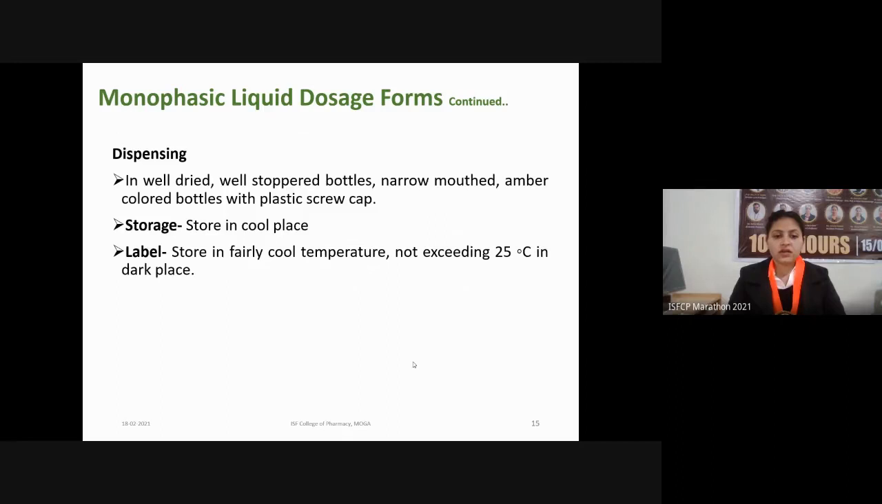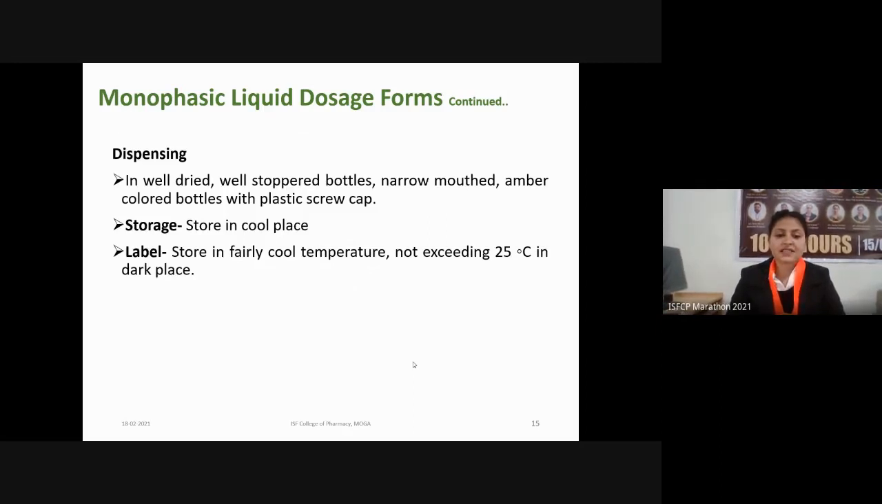Next is the storage. The syrup should be stored in a cool place. By cool, it doesn't mean it should be very cold, because in very cold conditions, the sucrose present in the syrup gets crystallized. So it should be around 25 degrees Celsius. It should be a cool place in which we are going to store the syrup.